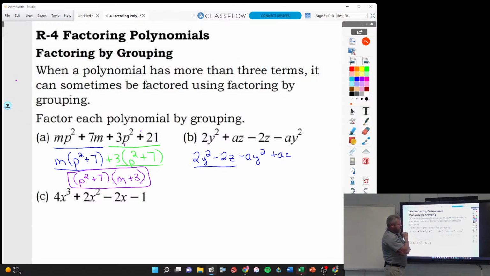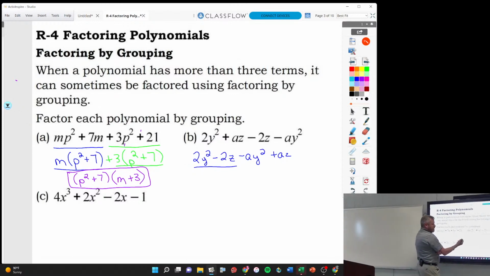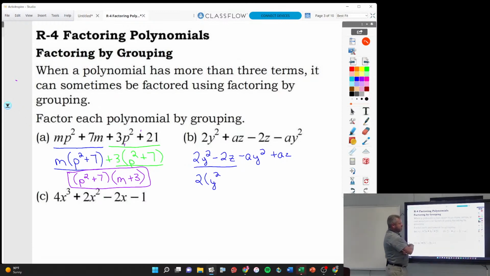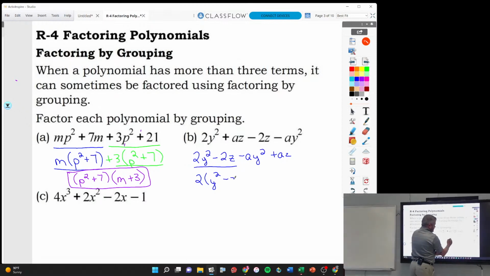2y squared minus 2z. As I look at that, I can take a 2 out of both of those. If I factor a 2 out of 2y squared, I'm left with a y squared. And I factor a 2 out of a negative 2z, I'm left with just a minus z.